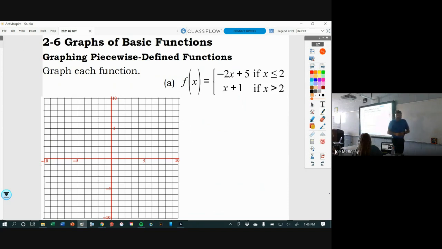I have two piecewise functions. Here's the first one. I'm going to walk you through how I graph this. And then after this one, you're going to graph one by yourself. Let's say I wanted to graph the line y equals negative 2x plus 5. I'm just going to graph that line. No big deal, right? If you were to graph the line y equals negative 2x plus 5, what would you do?